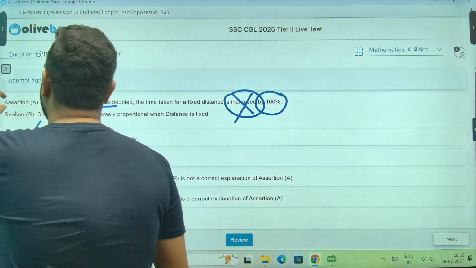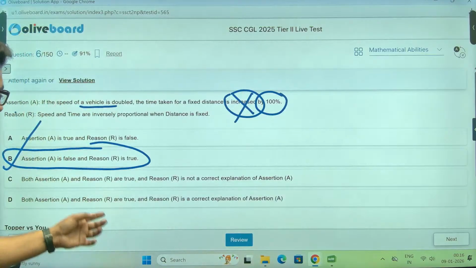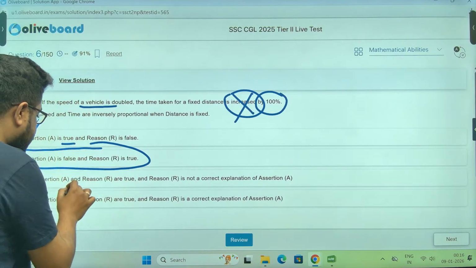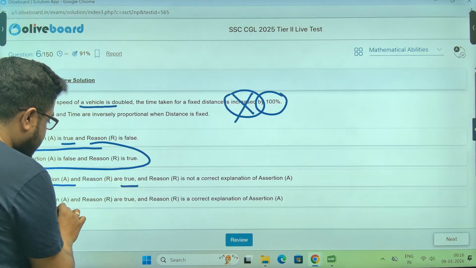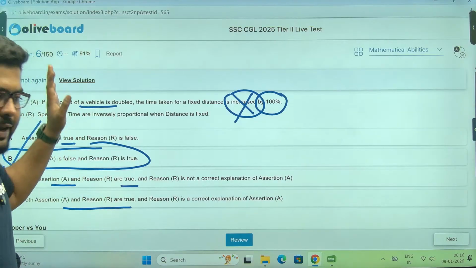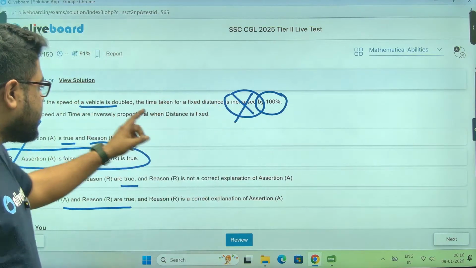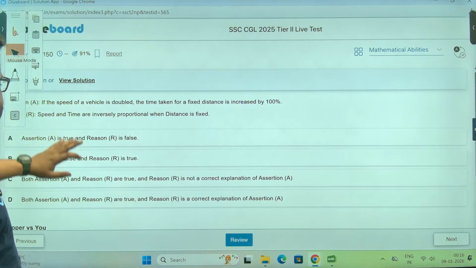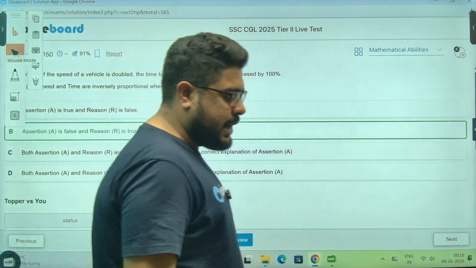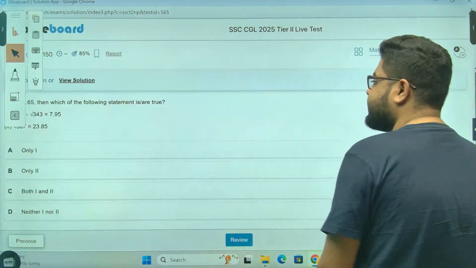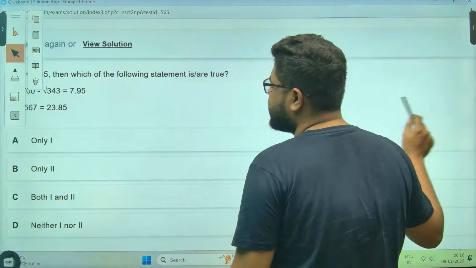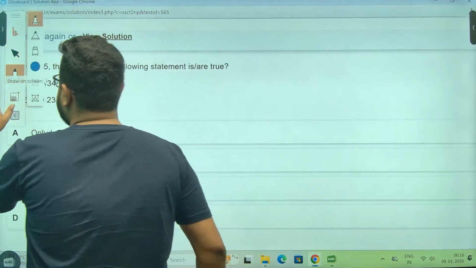You can go through the options. You see, first option, both are true. So assertion wrong, there is only one option saying that. So that has to be my correct answer. There cannot be any other possibilities. Next one, sir. Next one, please.